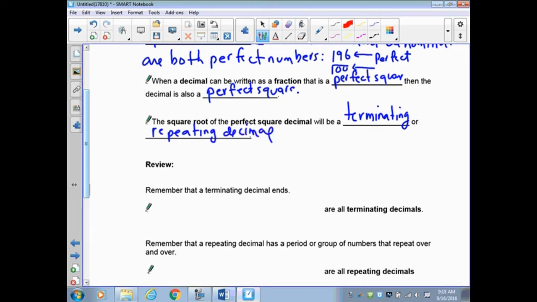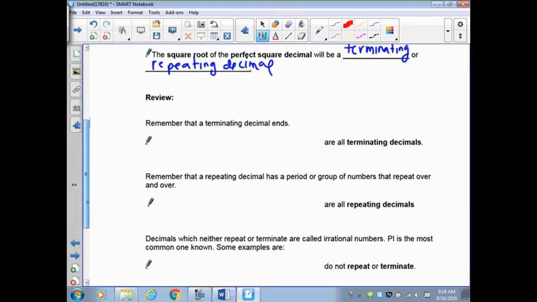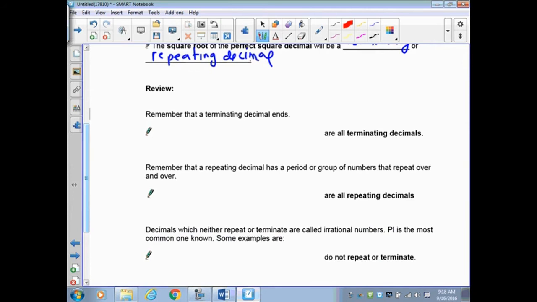Okay? Now, if you're not quite sure or don't quite remember what a terminating decimal looks like, terminating decimals are all decimals that have an ending. They stop. So 1.2, that stops. 1.4, that stops. 32.7487 stops. These are all terminating decimals because they terminate or they end.